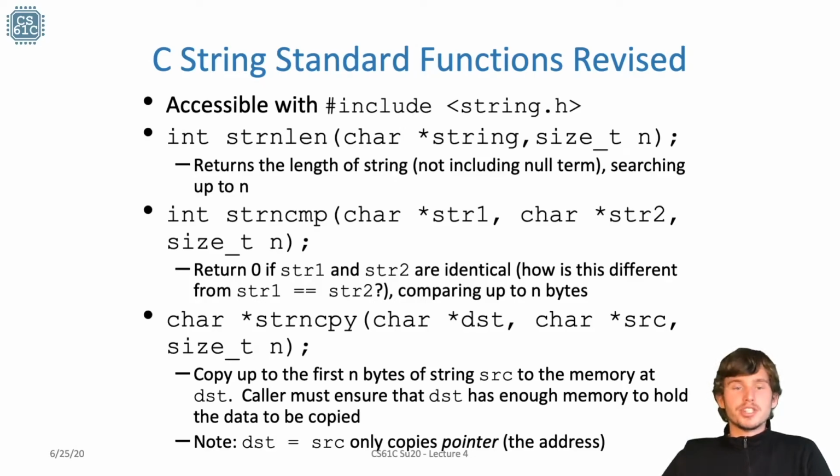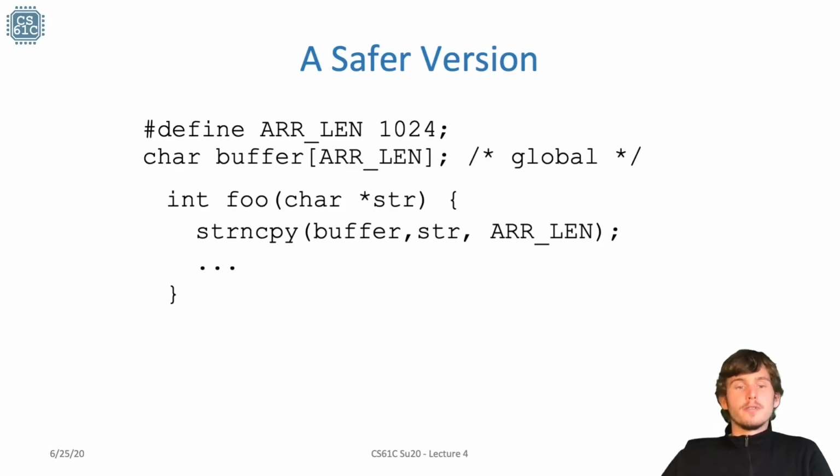Because of some of these security issues that have come up with this, C actually added a few revisions to its standard functions. For example, strlen actually has another counterpart, strnlen, which takes in a size so that it does not read more than that many bytes. Same thing with strcmp and strncpy. They all take in another size variable which tells them how many bytes they should actually read. So a safer version of the code that we saw before would be defining the array and then doing strncpy for just that many bytes of the array.